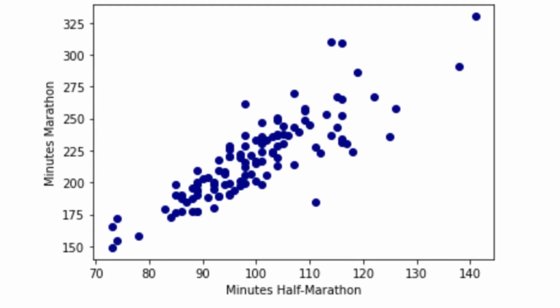Looking at this chart, you can see there's clearly a linear relationship. This isn't really a surprise because if you can run a full marathon fast, you're also likely to be able to run a half marathon fast as well.